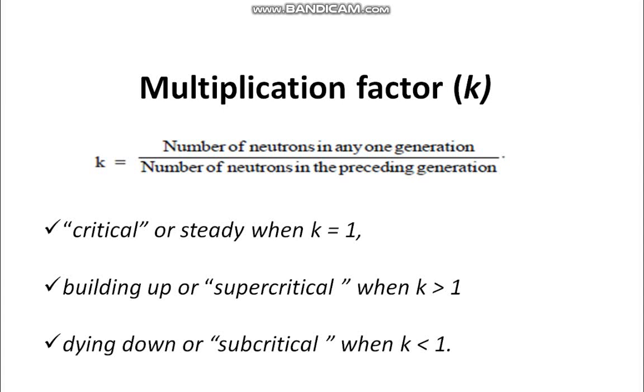The ratio of secondary neutrons produced to the original neutrons is called the multiplication factor. It is defined as K is equal to number of neutrons in any one generation divided by number of neutrons in the preceding generation. The fission chain reaction will be critical or steady when K is equal to 1, and it will be building up or supercritical when K is greater than 1, and it will be dying down or subcritical when K is less than 1.